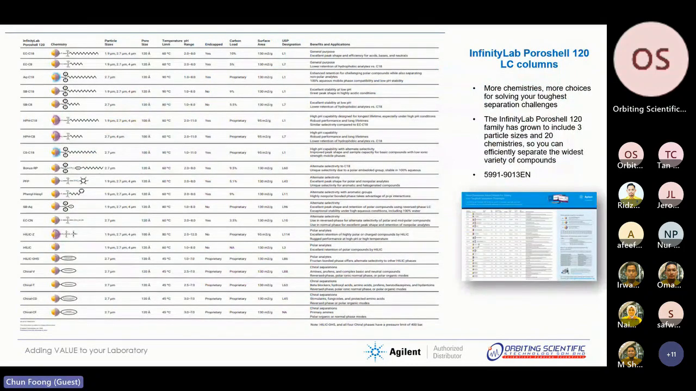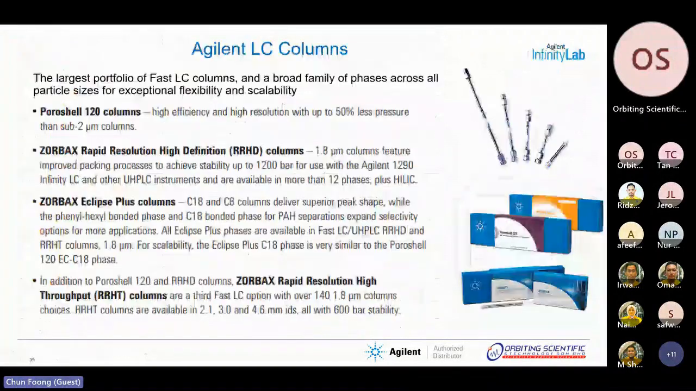Okay. Later you can go to the website and type in this part number to get the column selection guide. It will tell you what applications can use each type of phase, from C18 to phenyl hexyl or to chiral columns. From Agilent, we have the Poroshell range of columns, which are superficially porous particles, and also the ZORBAX family for a wide range of selections.